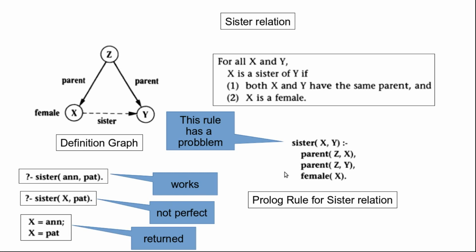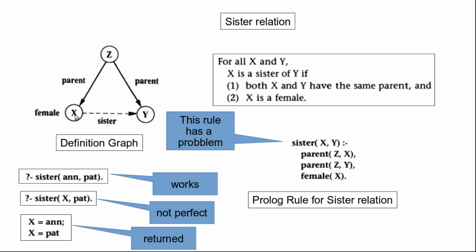However, if we write our rule this way, it will also say that Pat is a sister of Pat, and that's happening because our query is X comma Pat. So X remains as X, but Y is replaced by Pat.